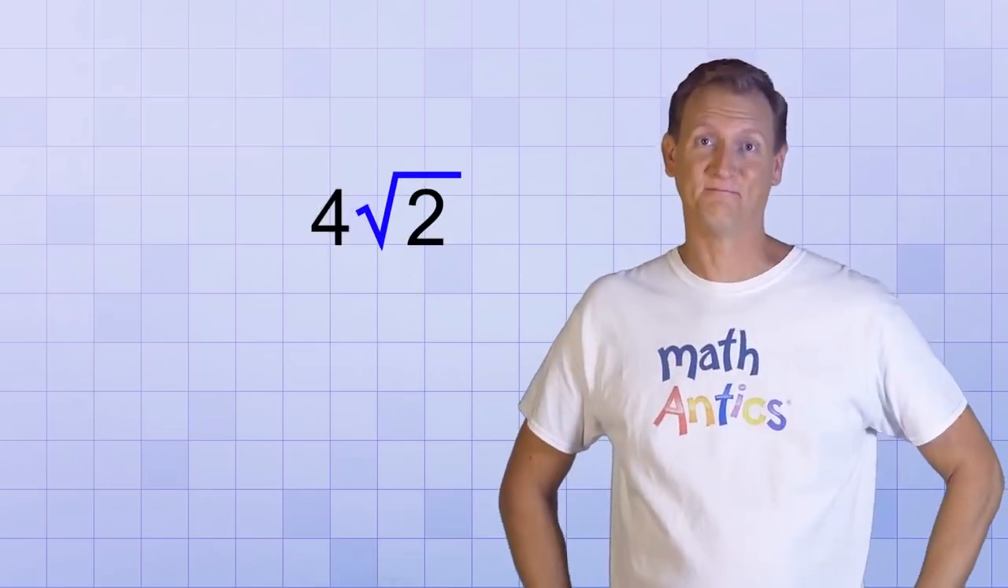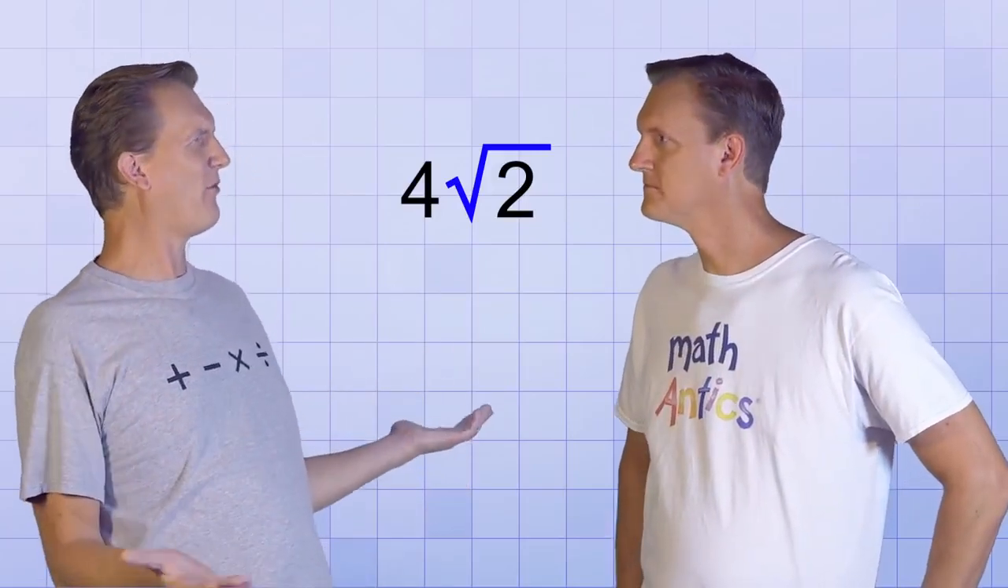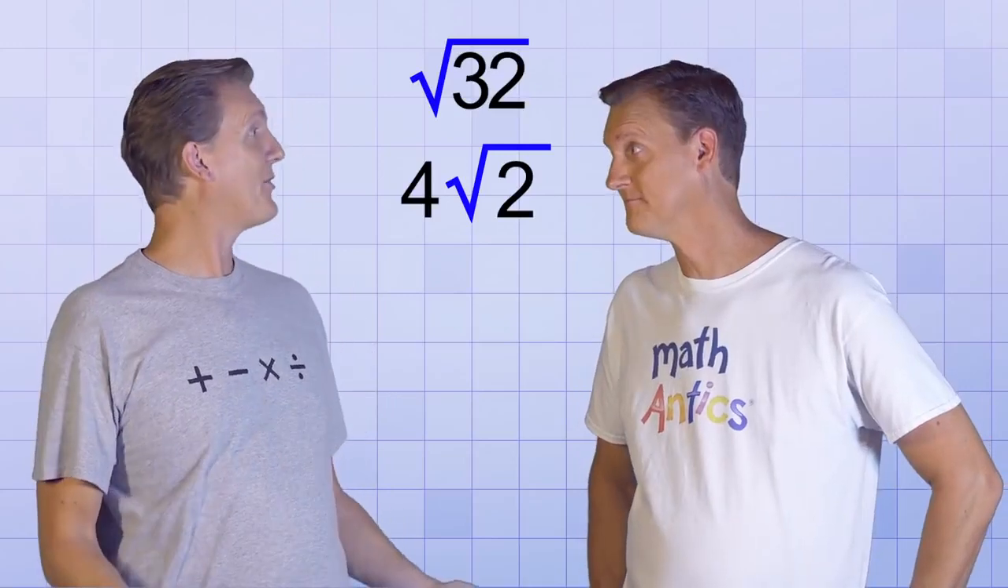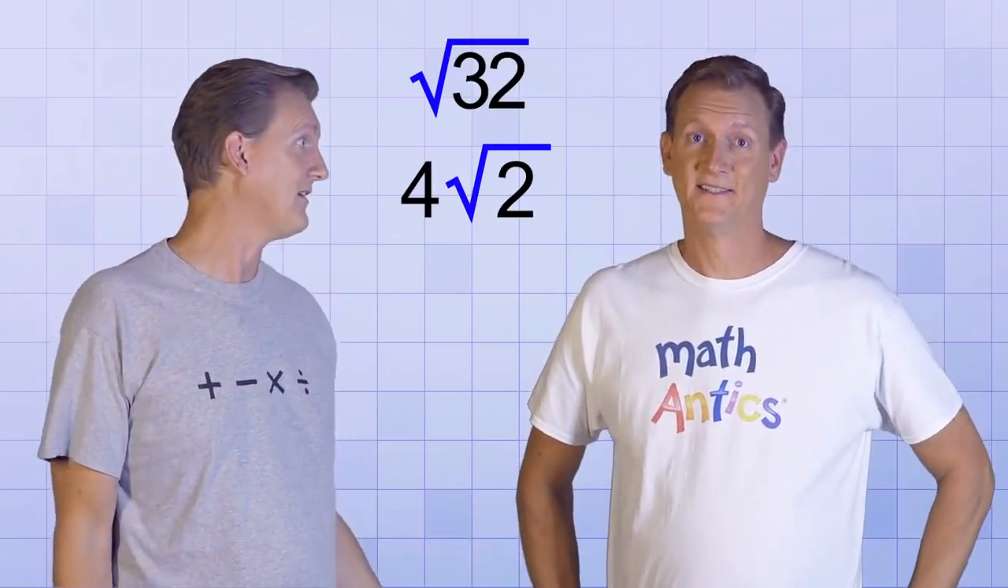Pretty cool, huh? Hold on a second. How is that answer simpler than what you had before? Before you just had the square root of 32. And now you have a whole number times a root. That seems even more complicated to me.